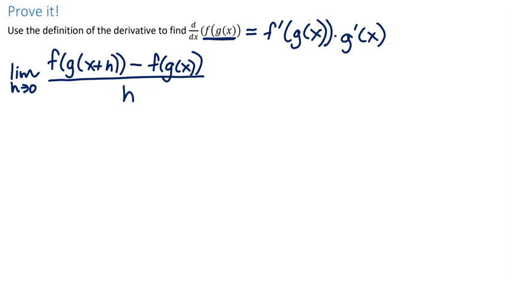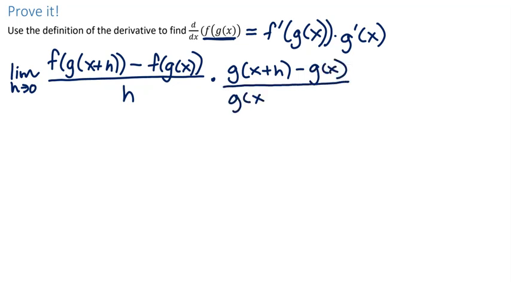And I'm going to start by doing something that really looks like it's just making this a whole lot messier. I'm going to multiply by g of x plus h minus g of x all over g of x plus h minus g of x. So I'm multiplying by 1, but I've made my 1 look like this whole mess. And my thinking here is that if we know this is what we think the chain rule should be, we want to find a g prime out at the end. So we're basically introducing pieces of g prime.